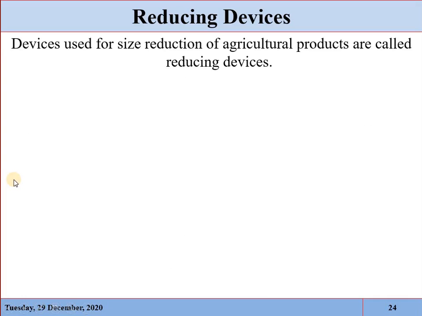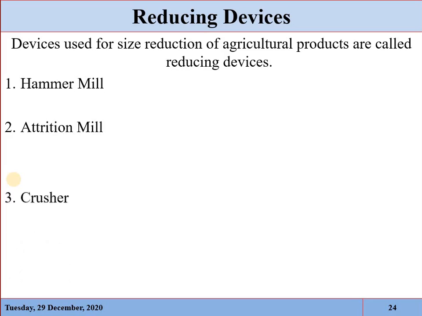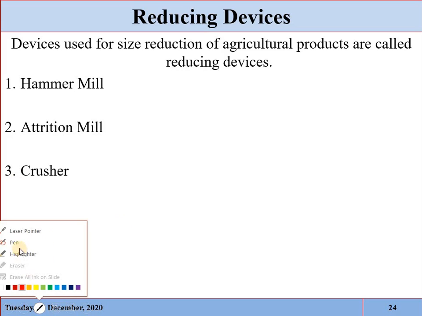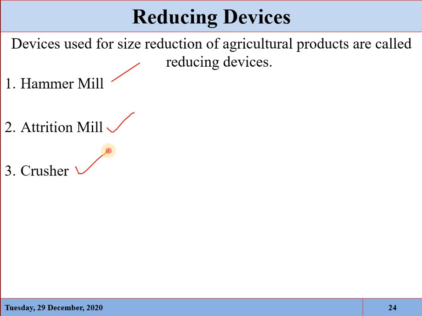We will discuss some devices which are used for size reduction of agricultural products. Mainly we have three types of devices: the hammer mill, attrition mill, and crusher. At this level we will just introduce these different reducing devices, their working principle, different parts, and their advantages and disadvantages. Remember, these three are reducing devices mainly used for dry products, for example different types of grains and nuts.